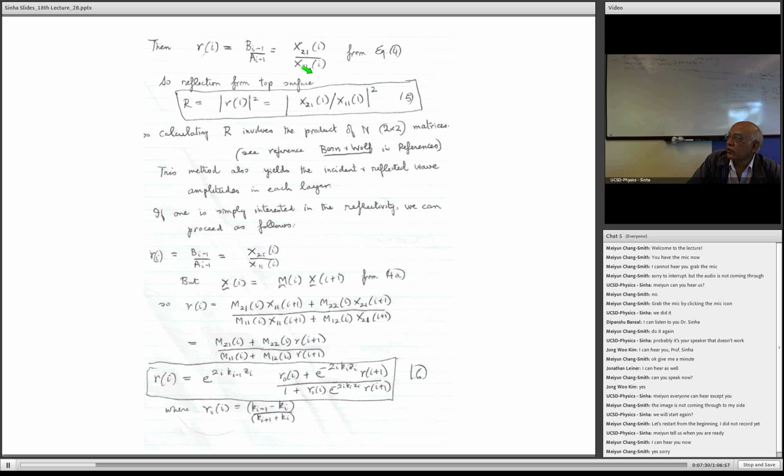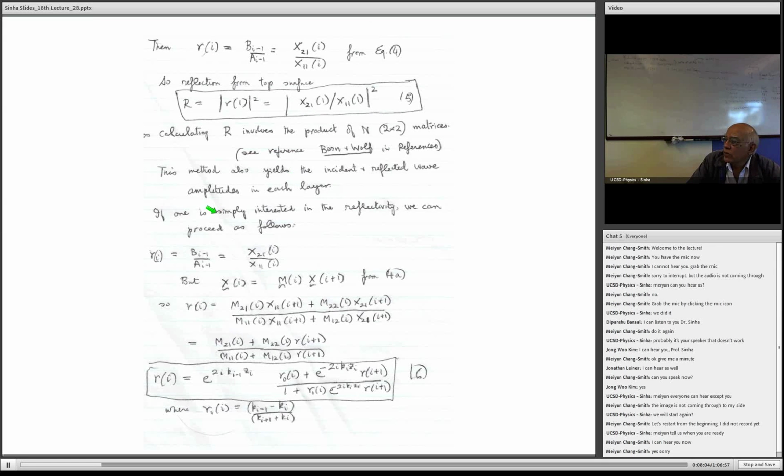And so it's given by x2 of 1 divided by x1 of 1 when i is equal to 1. That means taking the products of all the matrices from 1 to n. So this involves the product of n 2 by 2 matrices, and this was all discussed in the book by Born and Wolf on optics. It also yields the incident and reflected wave amplitudes in each layer.